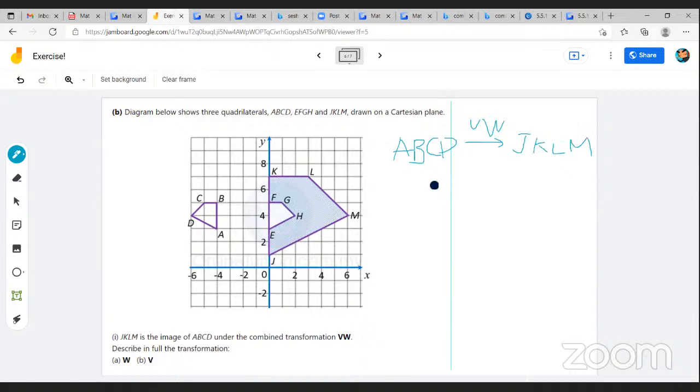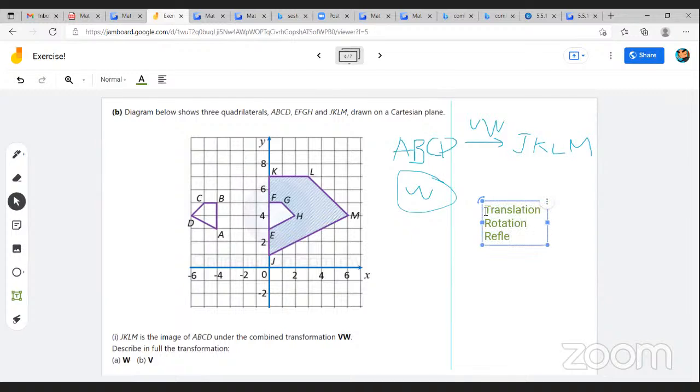Okay, so which one goes first, V or W? W? Yes, that's correct. W goes first. So W, okay, so from here, just by looking at the drawing, are you able to identify what is the transformation W? Okay, wait. I'll list down all 4 transformations. We have translation, rotation, reflection, and the last one, enlargement.